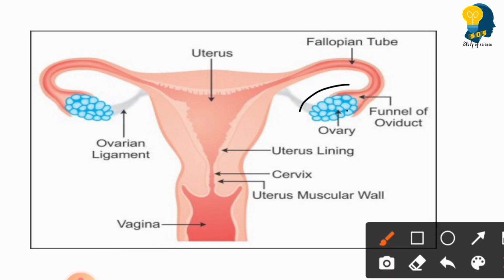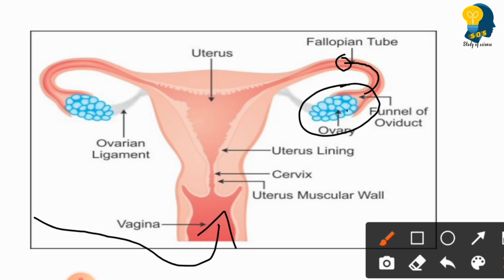Every month, one matured egg from the ovary will be released and that enters the fallopian tube. So during this time, what happens? If the sperms get ejaculated in the vagina, that means if it is discharged in the vagina, what happens? They will reach the fallopian tube. As they reach the fallopian tube, what happens? They will combine. What will combine? The sperm will combine with the egg which is present in the fallopian tube. As a result of this, what happens?